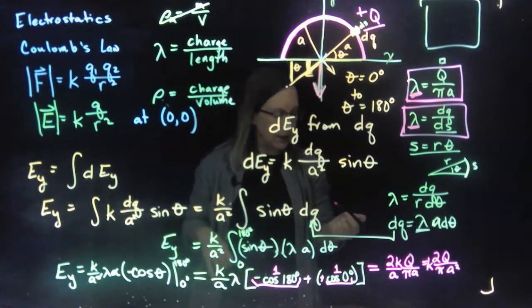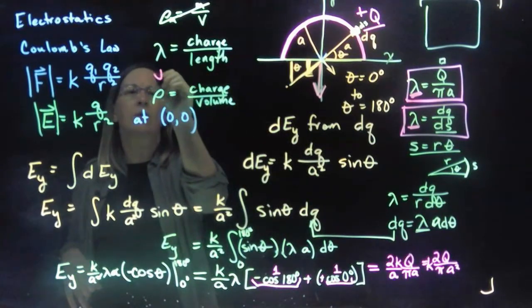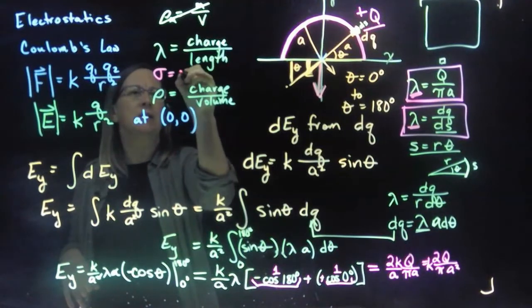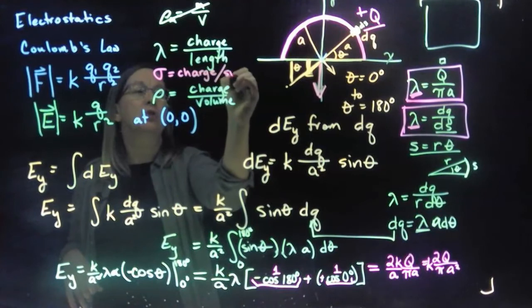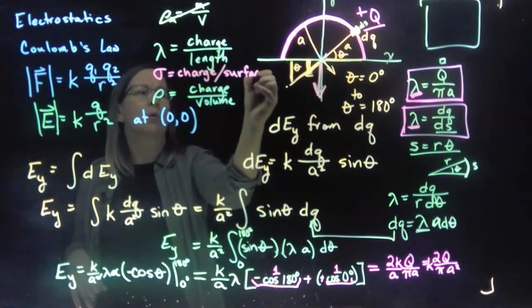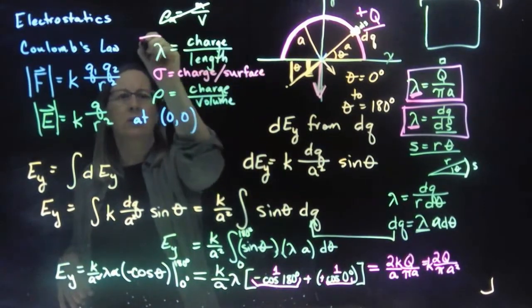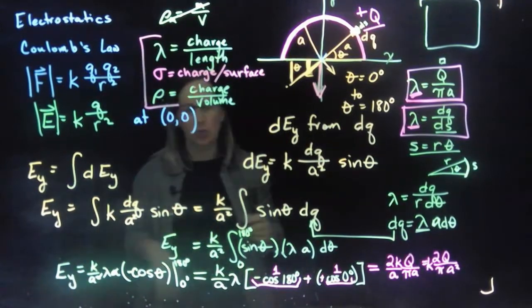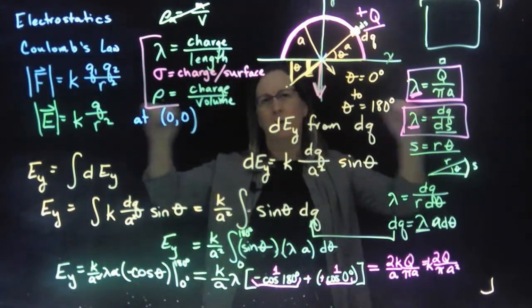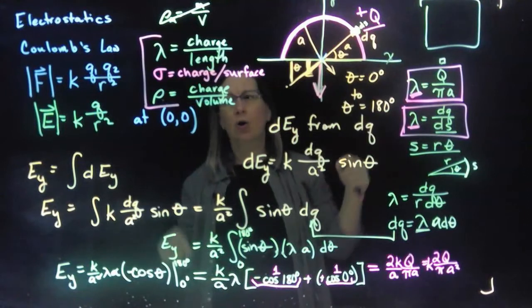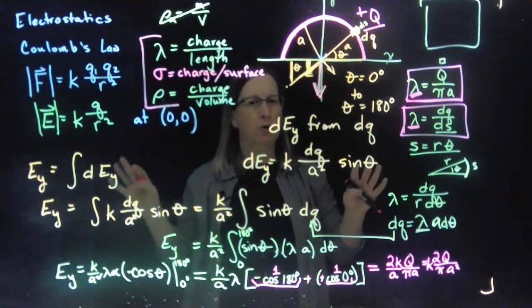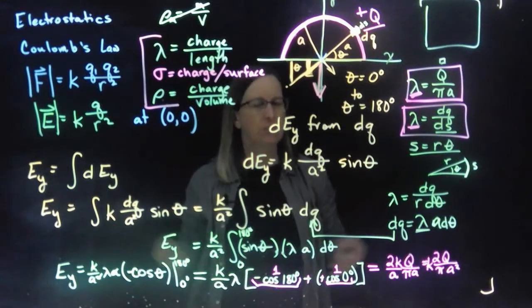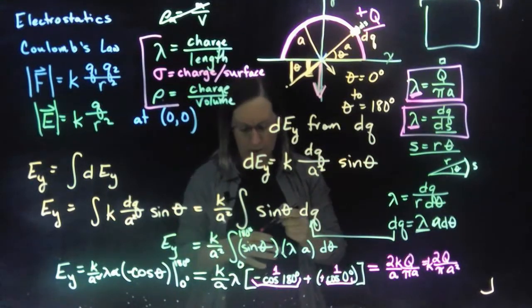Now for completeness, I will tell you we also have a surface density, charge per surface, which is rho. So you're going to see that as well. These are your three charge densities. Charge per length, if you have a long rod or a curve. Charge per surface, like a plate. Charge per volume might be if you have a sphere or some big chunk of material.